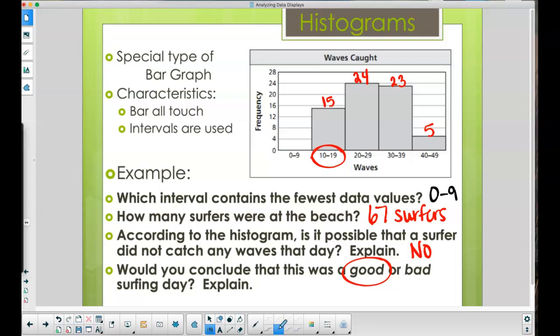How many people caught 30 to 49 waves, Tyler? 28. I'd have to add these two bars together. Okay, what if I said how many people caught 39 to 49 waves? 39 to 49.